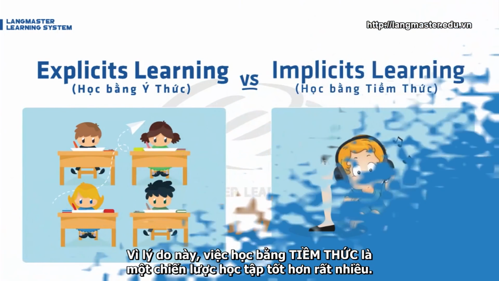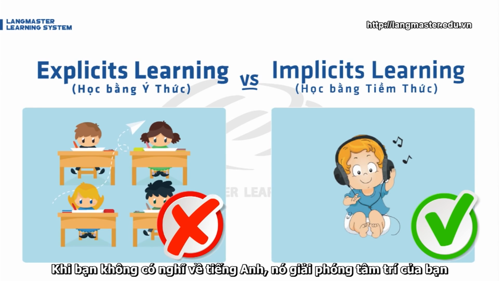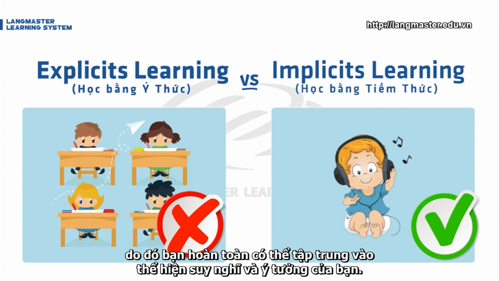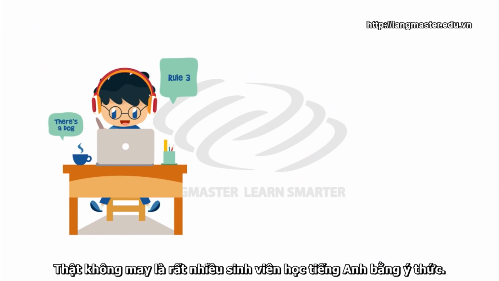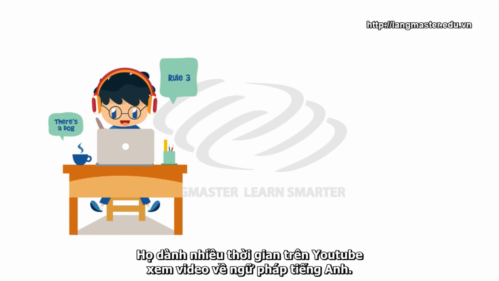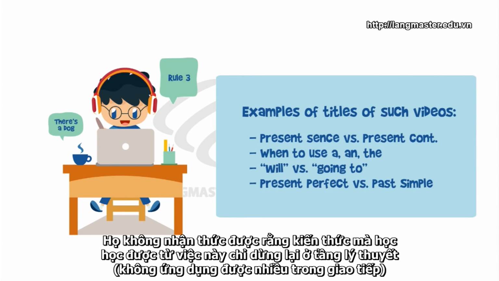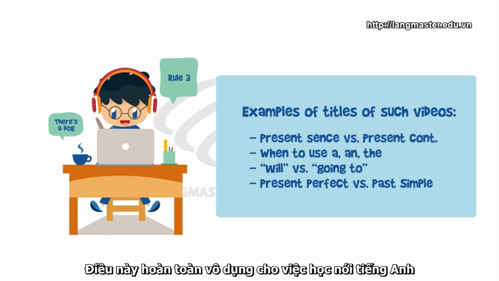For this reason, implicit learning is a much better learning strategy. When you don't have to think about English, it frees up your mind so you can fully concentrate on expressing your thoughts and ideas. Unfortunately, many English students like to learn English in an explicit manner. Some of them spend time on YouTube watching videos about English grammar. What they don't realize is that the knowledge they gain from the activity is explicit knowledge, which is almost useless when it comes to speaking.